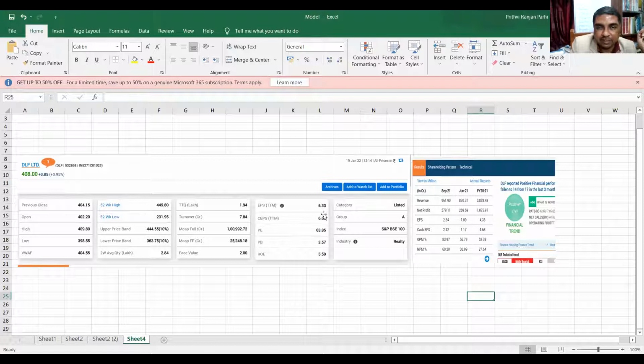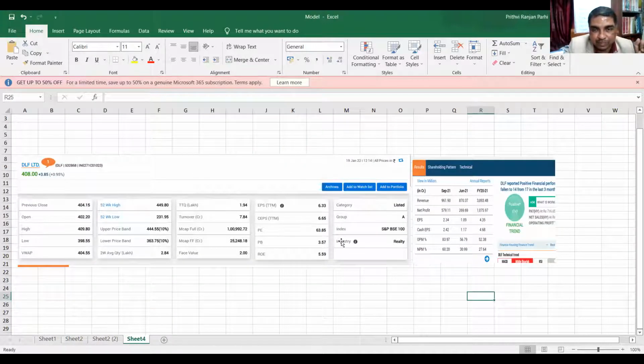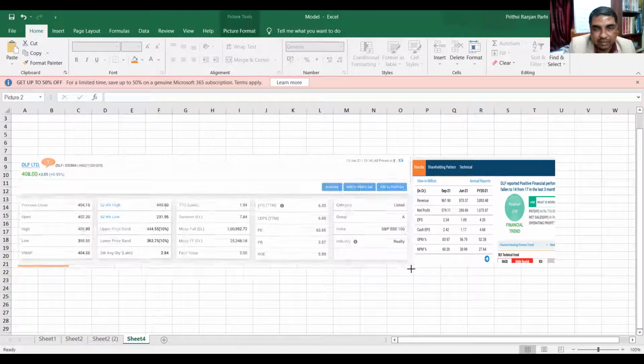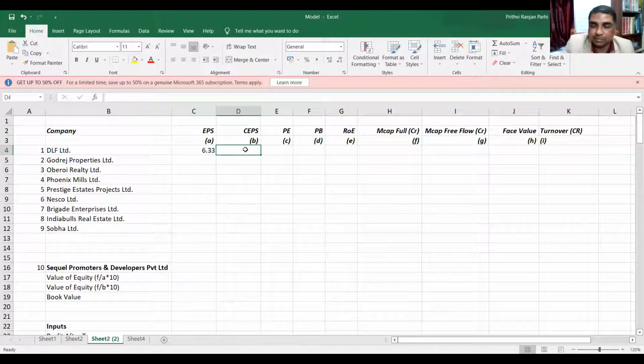Are you able to read it? Or is it too small, not readable? 6.33. Sorry? 6.33. Yeah, please, I need your help. Then only you will be able to complete it. 6.33, you have put EPS. Now, cash EPS data is also available. Tell me what is cash EPS. All of you, please tell me. Cash EPS. 6.65. I'm putting this data, 6.65.